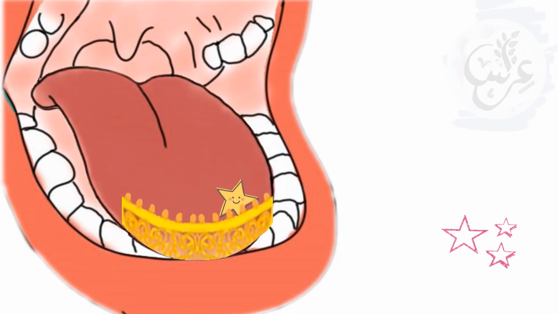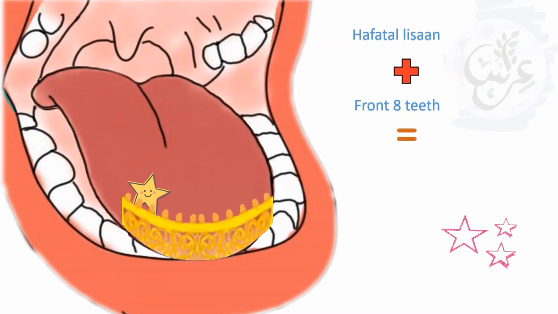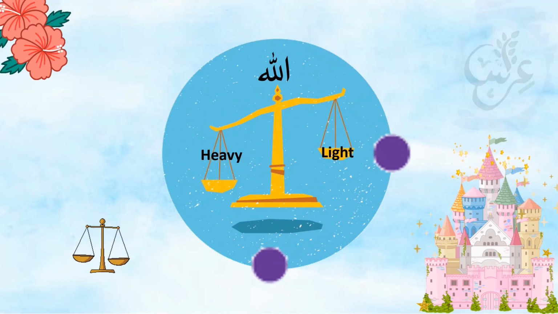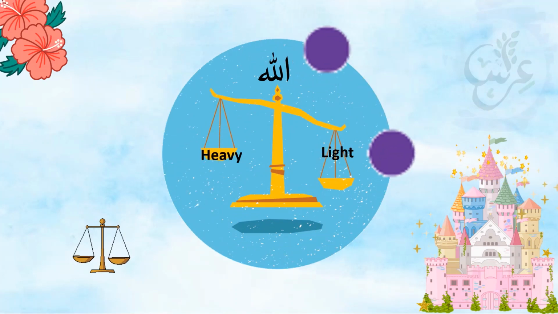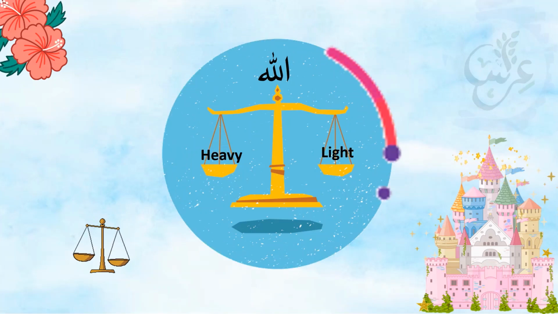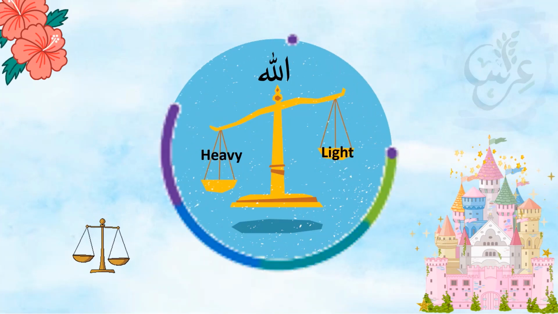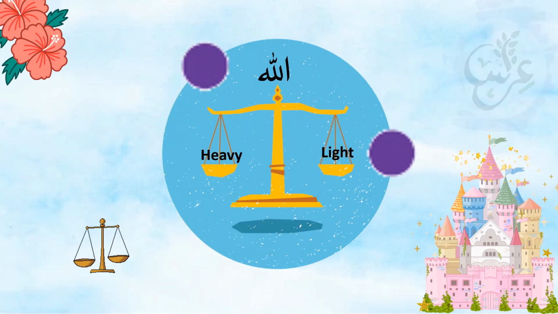The front part of the tongue touches the upper palate and the front 8 teeth. Lamb is sometimes heavy or light, heavy in the left, sujalala.